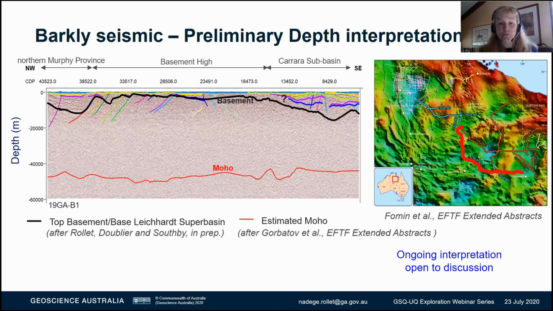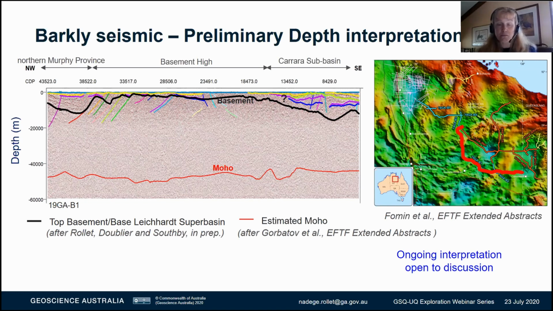So we have also started interpreting the newly processed and released Barkley seismic line. And here, this is an example of the interpretation on the Barkley line 1. This interpretation is in progress, and we are combining interpretation with Michael Doublier and Chris Sousby to look at the relationship between the basin and also the crustal structures. So again, this interpretation is very much in progress, and there will be opportunities to share interpretation to validate our ideas with our collaborators.